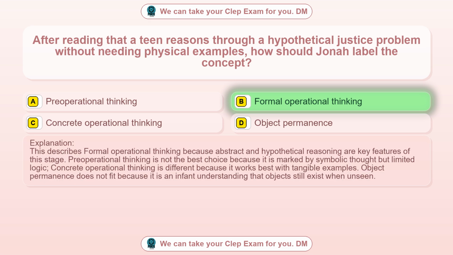This describes formal operational thinking because abstract and hypothetical reasoning are key features of this stage. Pre-operational thinking is not the best choice because it is marked by symbolic thought but limited logic. Concrete operational thinking is different because it works best with tangible examples. Object permanence does not fit because it is an infant understanding that objects still exist when unseen.